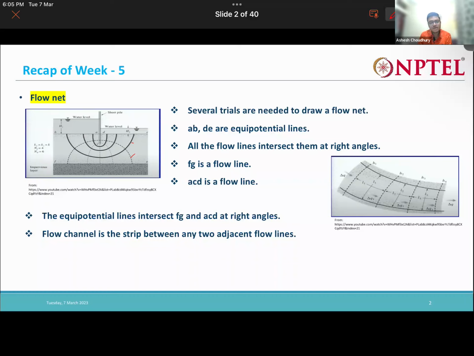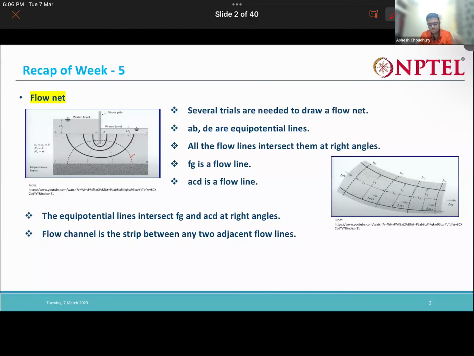Both of them form our flow net. In order to draw a flow net, several trials are needed. It is a trial and error based procedure where we first need to draw the structure, our problem, using a proper scale. We scale it down and draw it on a drawing board, and then draw the equipotential lines and the flow lines just by our own normal idea.